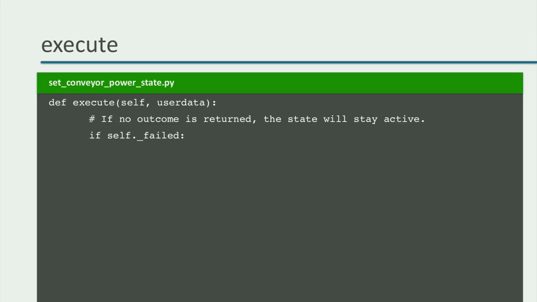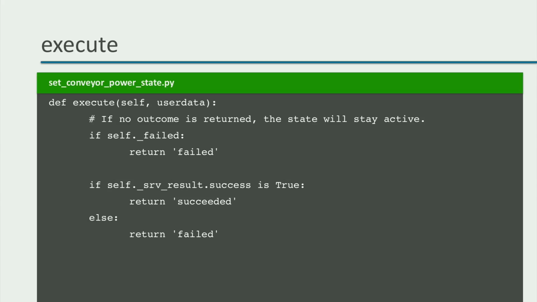For this, we need to check two conditions. First, that there was no error triggered when sending the request. We have stored this in the failed variable. If errors were triggered, we set the outcome of our state to failed. If there were no errors sending our request, we still need to check the result of our service call. Only if it was successful, we set the outcome to succeeded. Otherwise, the outcome of our state is failed.